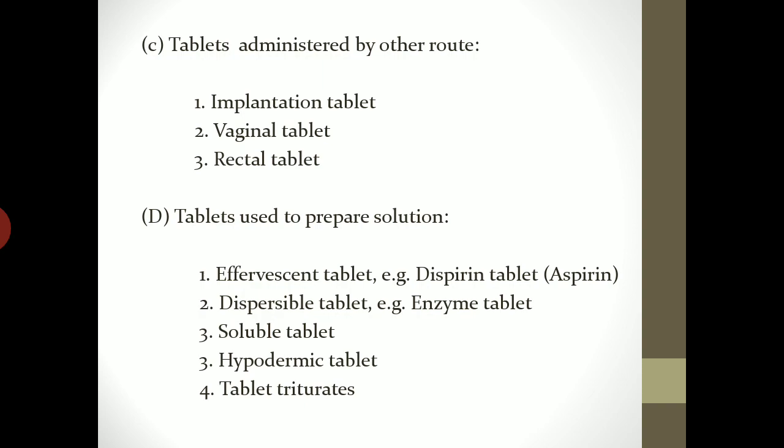Next type of tablet is tablet triturate. These are tablets which are not prepared by compression technique, they are prepared by molding technique. These are also not used nowadays because almost all drugs are available in compressed tablet form. While preparing tablet triturate, lactose is used as diluent and hydroalcoholic solution is used as binder. So this is all about types of tablets. Thank you.